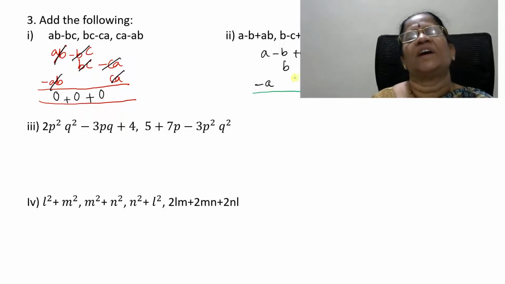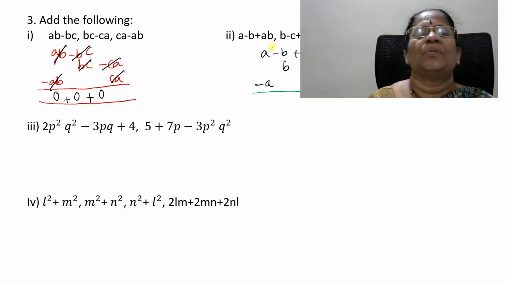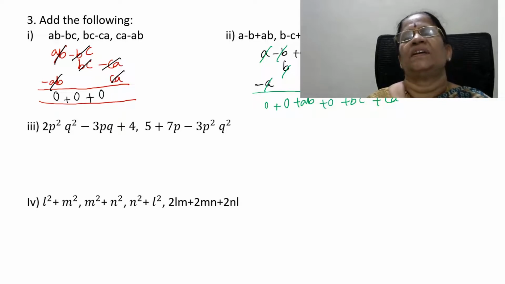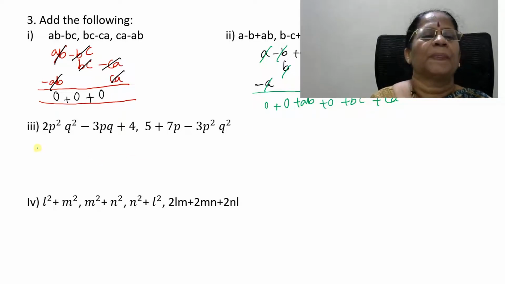Otherwise, you will get confused and there are chances of going wrong. Okay. Now, minus A, plus A and minus A will get cancelled. You are left with 0. Similarly, minus B and plus B, 0. Plus AB, minus C plus C will get cancelled. Plus BC plus CA or AC. Okay, this is the sum.